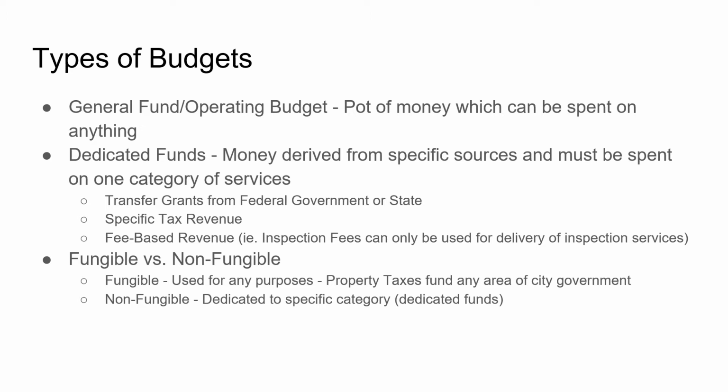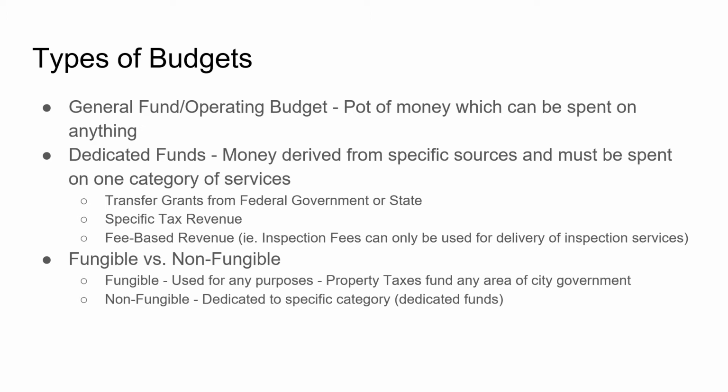These are money from specific sources that must be spent on one category of services. Some of these dedicated funds are transfer grants from the federal or state governments. So when the federal government provides a grant for public safety, you can't use that money on Parks and Rec. When the state provides money for hospitals, you can't use that money for transportation.